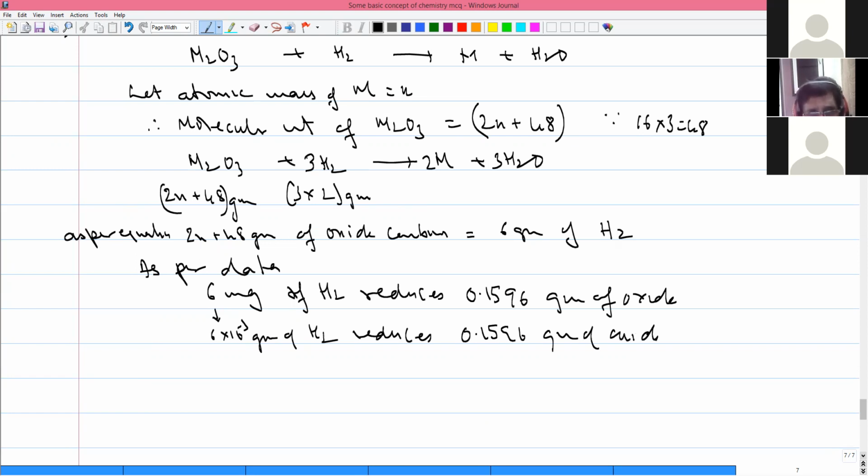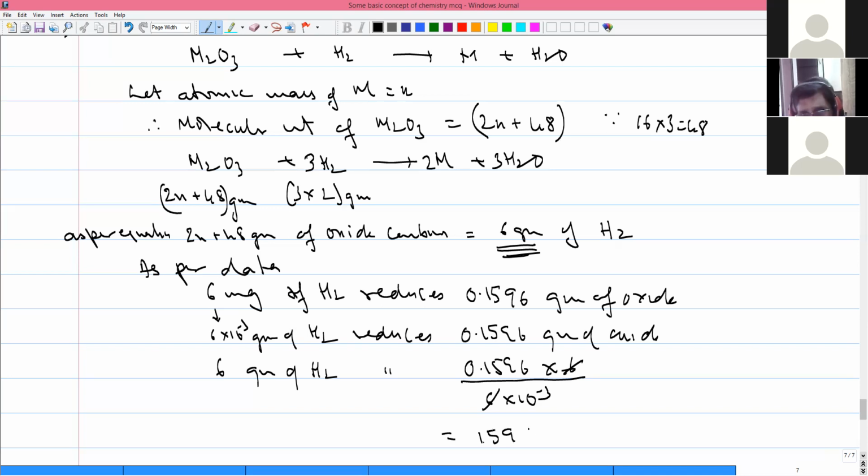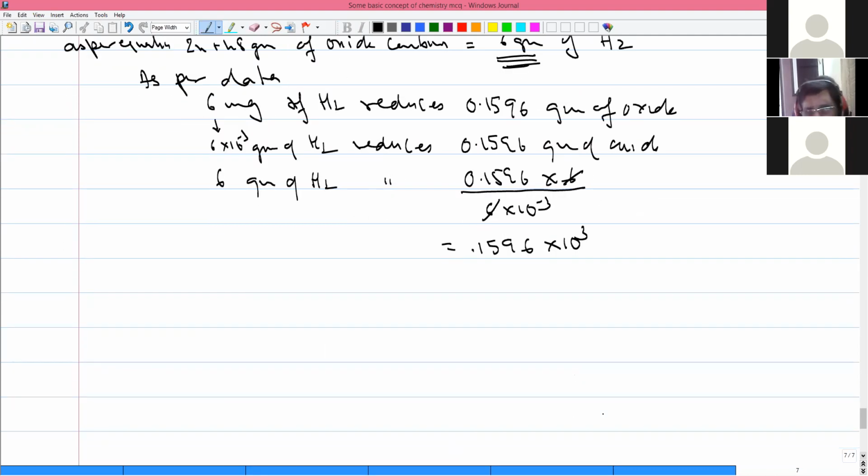Therefore, 6 gram of hydrogen will reduce how much? Why? Because here, this 6 I am taking. So it will be 0.1596 multiplied by 6 upon 6 × 10⁻³. 6 cancel. So this will be how much? 1596 into 10⁻³. So that comes to 159.6 gram of ऑक्साइड.